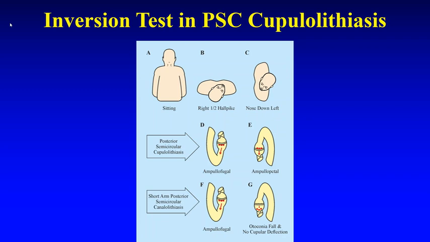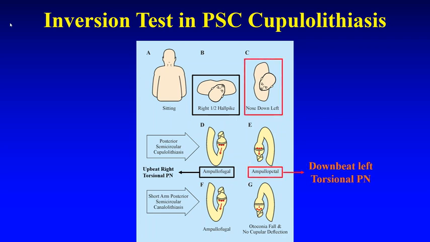Say, for example, this is a case of right-sided posterior semicircular cupulolithiasis. The right half Dix-Hallpike test causes the excitatory ampulofugal deflection of the posterior cupula, leading to upbeat right torsional positional nystagmus. If the patient is positioned to left lateral recumbent with nose down, there would be an inhibitory posterior cupula deflection, and that would lead to downbeat and left torsional positional nystagmus. This is called the positive inversion test, and this is nowadays essential for diagnosing posterior semicircular cupulolithiasis.